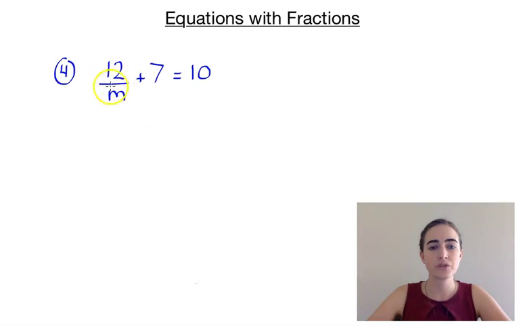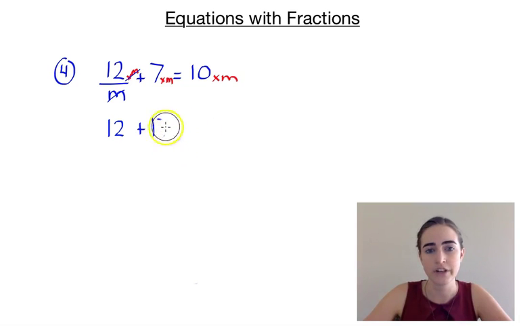Okay, in this example, we've got 12 over m + 7 is equal to 10. What we don't particularly like in this question to start off with is that m is in the denominator. So let's fix it. To get rid of a divided by m, we'll times by m. But if we do that, we have to do that to every single term. So we'll go through and multiply everything by m. So here we'll just be left with 12. Then we've got a + 7m, is equal to 10m.